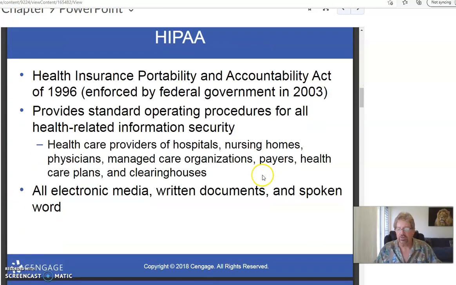Okay, HIPAA, we've talked about that. What do I always say when you hear HIPAA? What should you think of? Privacy. Health Insurance Portability and Accountability Act of 1996, enforced by the federal government in 2003. Providers provide standard operating procedures for all health-related information. Security: healthcare providers of hospitals, nursing homes, physicians, managed care organizations, payers, healthcare plans, and clearinghouses. All electronic media, written documents, and spoken word. So very serious about privacy, guys, as they should be.